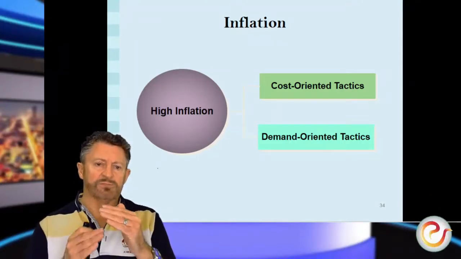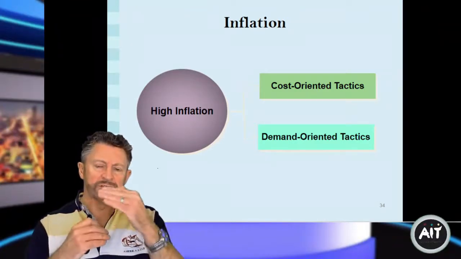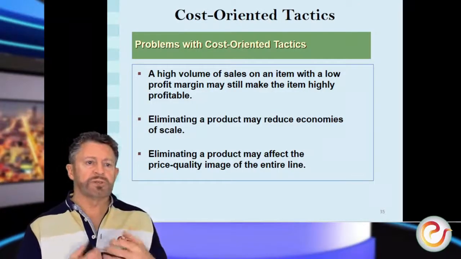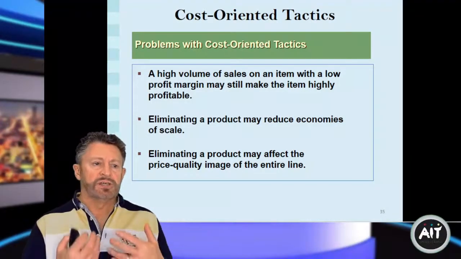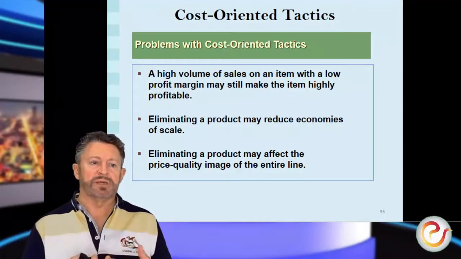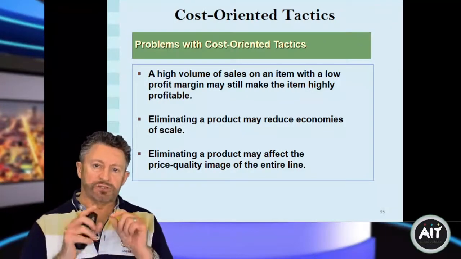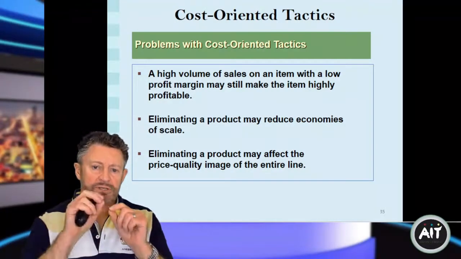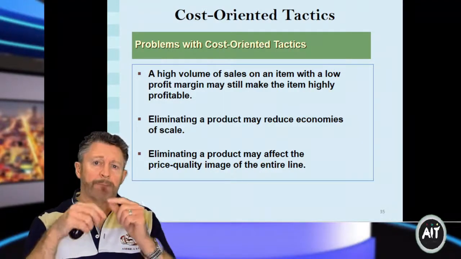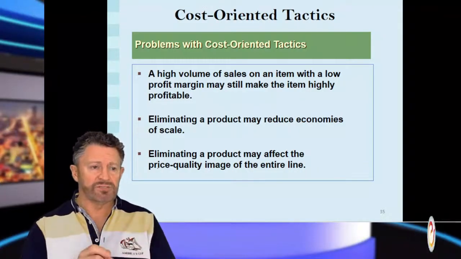So we'd have to focus very much on trying to maintain or reduce our costs or avoid them going up to keep our profitability. The problem with the cost-oriented tactic as such is that a high volume of sales on an item with a low profit margin may still make the item highly profitable. Okay, so high volume sales, total revenue. So you can keep dropping your price, even though your costs are going up slightly, but sell more of it because there's demand for it, even in inflationary times.